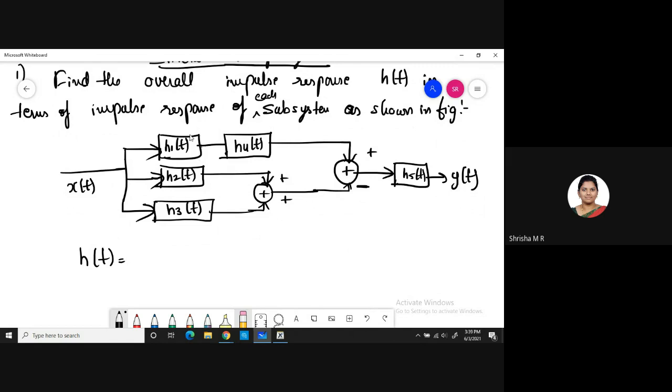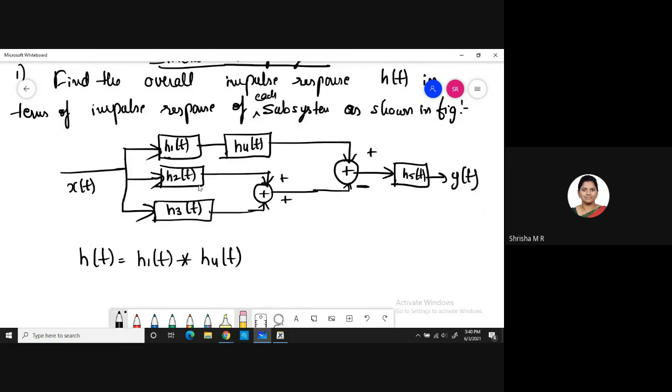If two systems are in series, how will you write that? h1 of t convolved with h4 of t. Okay. And here you have a minus sign.